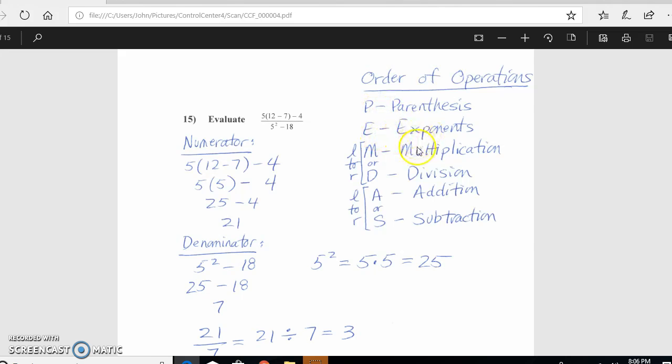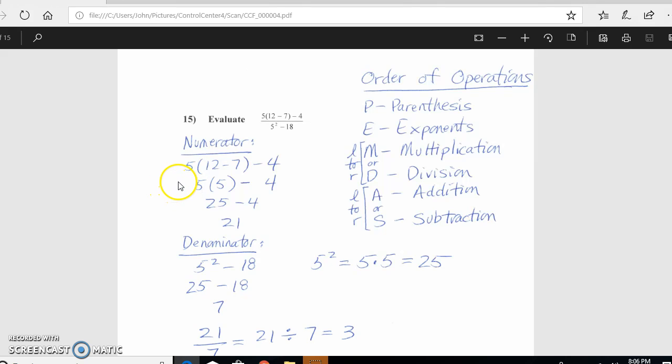Parentheses, then exponents, then multiplication or divisions, either one, whichever we find first, going left to right, and then last addition or subtraction, whichever we find first as we go left to right. So we're going to have to evaluate the numerator, which is the top expression first, and I've rewritten the expression down here. Our first step is anything inside of a parentheses, and I have a 12 minus a 7, which becomes a 5. And then I look for any exponents.